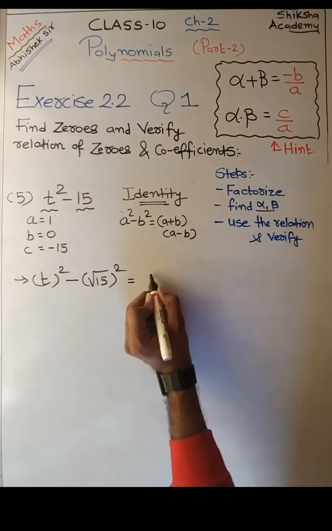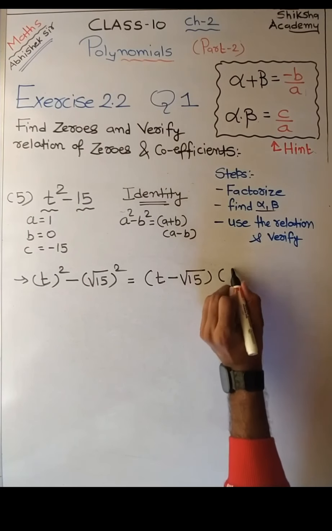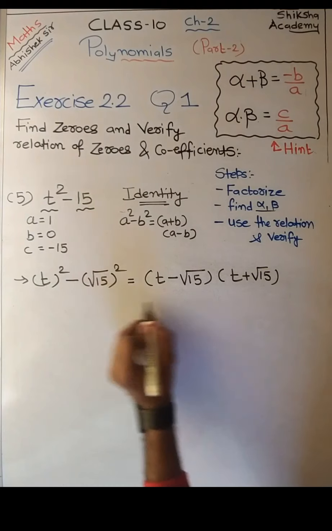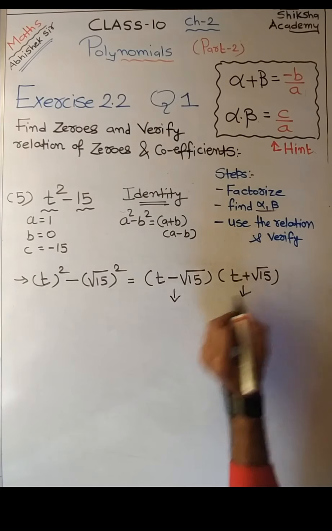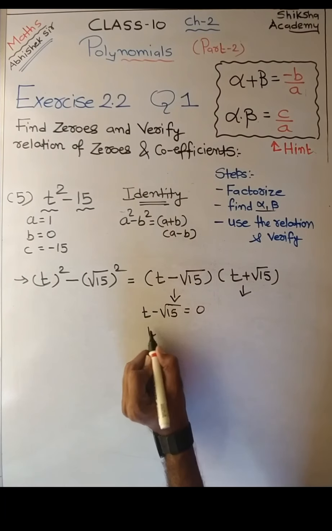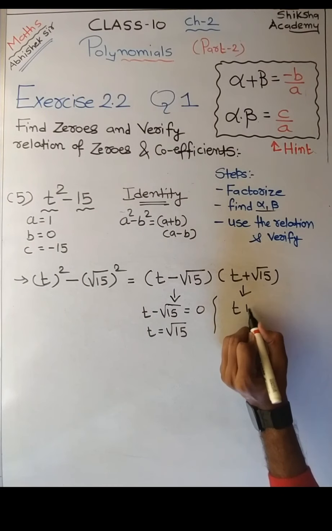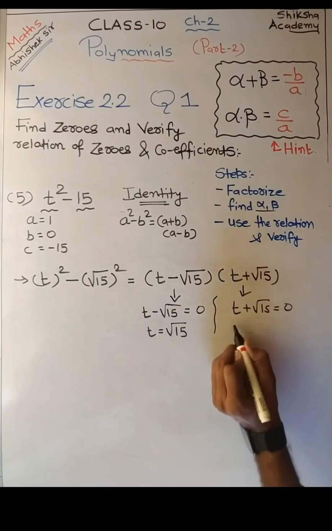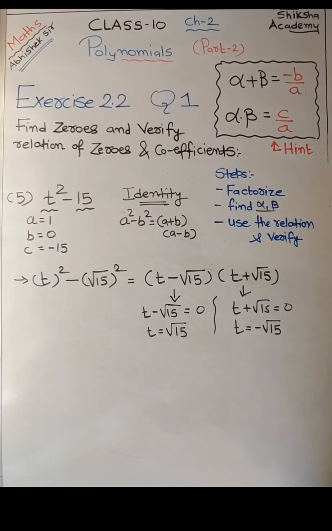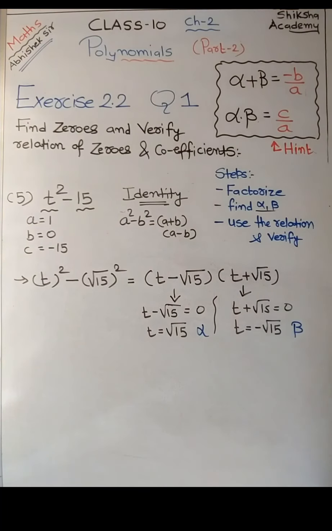So here we have t minus root 15, t plus root 15. Now compare with 0, you will get t minus root 15 equals to 0, t equals to plus root 15. Over here we have t plus root 15 equals to 0, making this as t equals to minus root 15. Now we got the roots, we can call them alpha and beta.